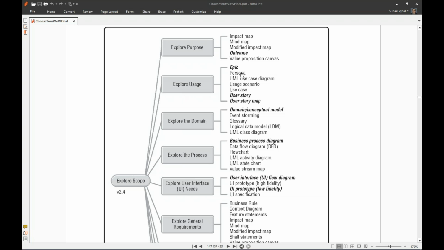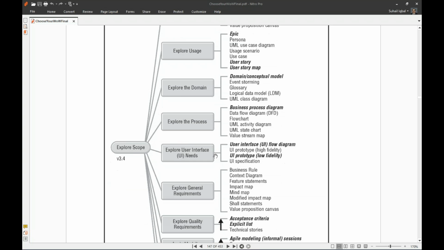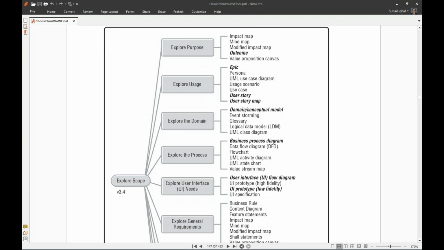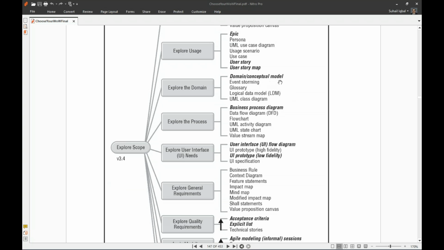Explore usage. We have epic, persona, UML use case diagram, usage scenario, use case, user story, and user story map. And the best options are epic, user story, and user story maps. Explore the domain. In domain, we have domain oblique conceptual model, event storming, glossary, logical data model, and UML class diagram. And domain oblique conceptual model seems like a natural choice.